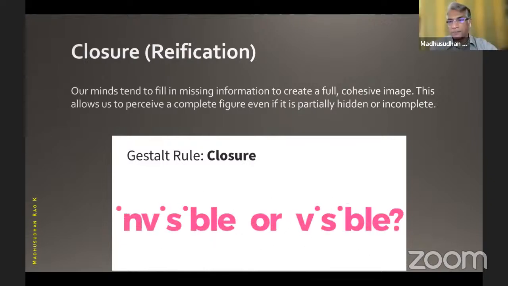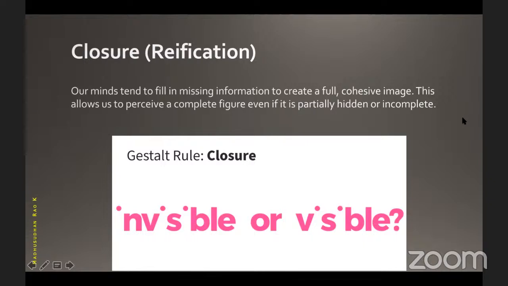Now check this. Read it immediately. Invisible, invisible or visible? Very visible. Very good. See, there is no letter here, I mean alphabet here, but you said invisible or visible. As a whole, you have to check it. It's a cohesive, complete, put together strong image.